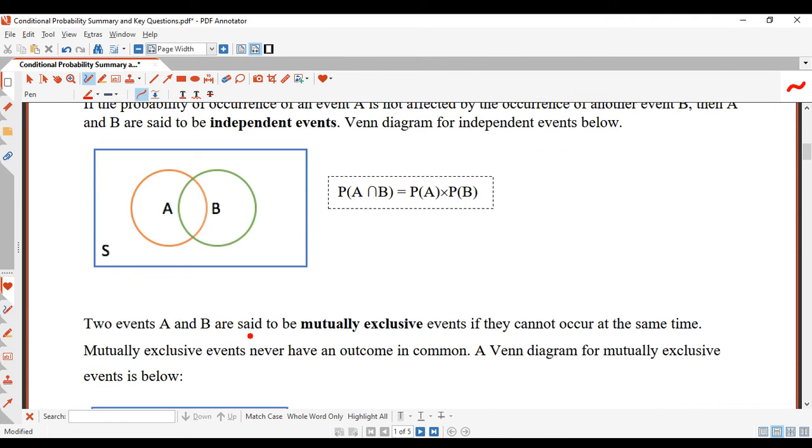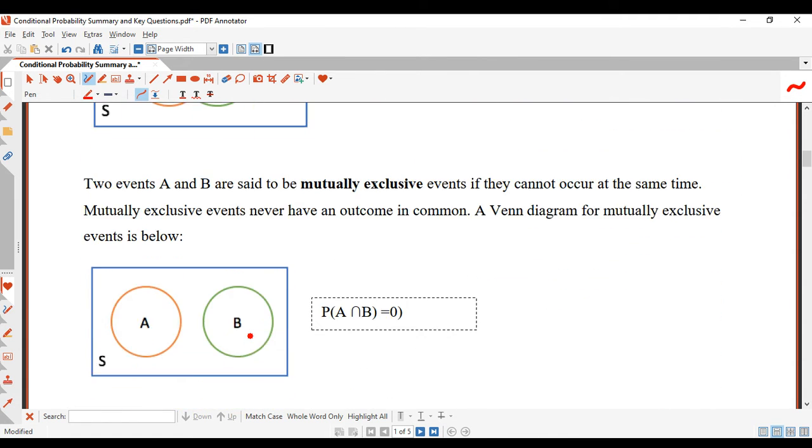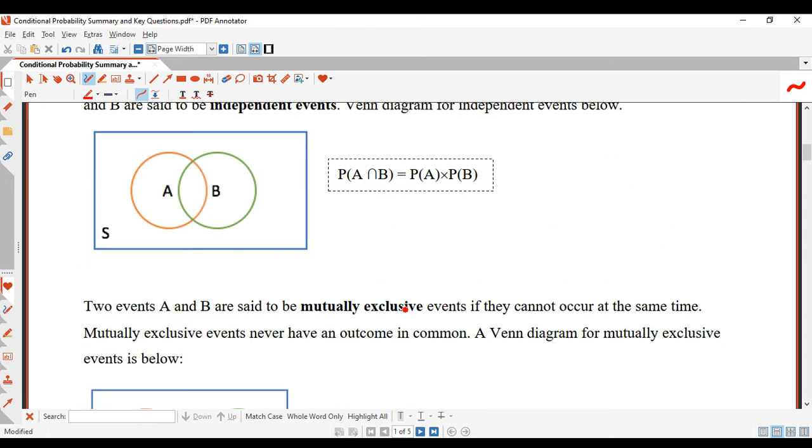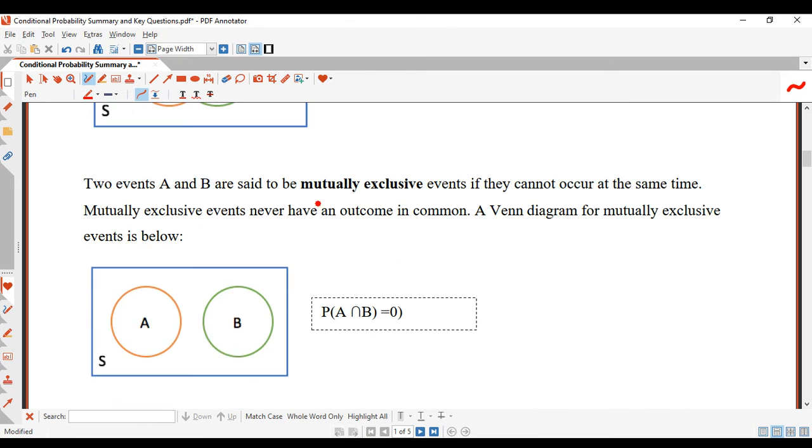Now let's have a look at mutually exclusive events. Mutually exclusive events are two events that can't occur at the same time. That means your Venn diagram has to look like this: there are two separate circles, there is no overlap. Obviously that means the probability of the intersection is 0. So just be aware, independent events are not mutually exclusive events.